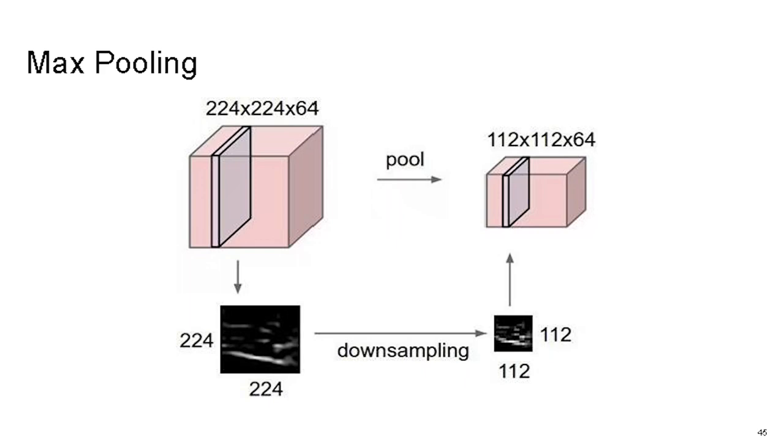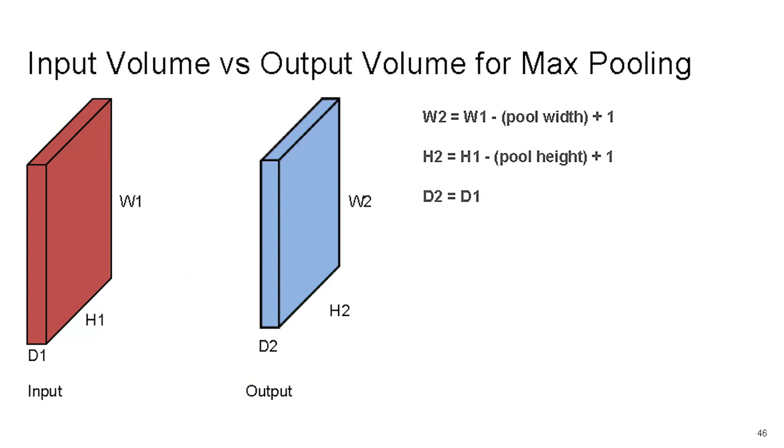And formally, what this would look like is, if you have an input of size H1, W1, D1, the size of your output would be related to your input in the following way. W2 would be W1 minus the pool width plus 1. The same applies for H2, and the depth would remain unchanged.